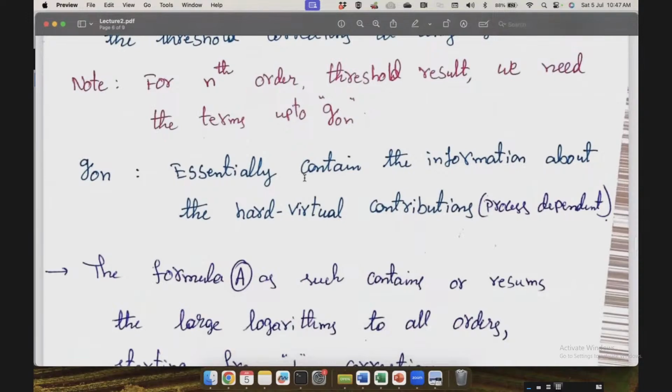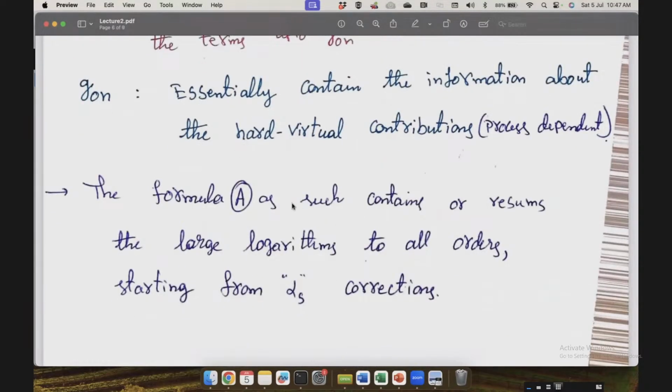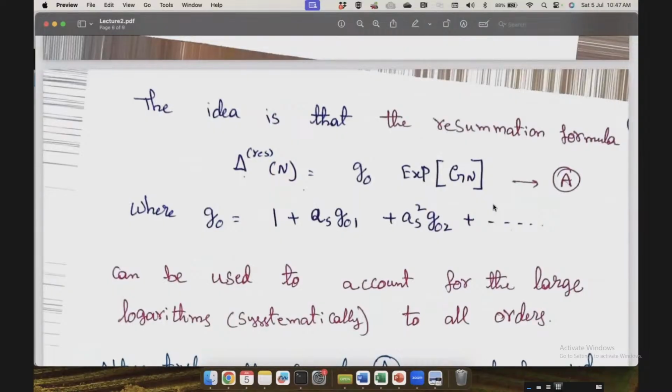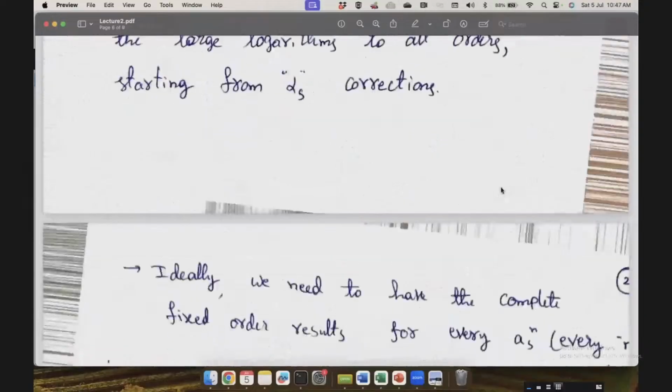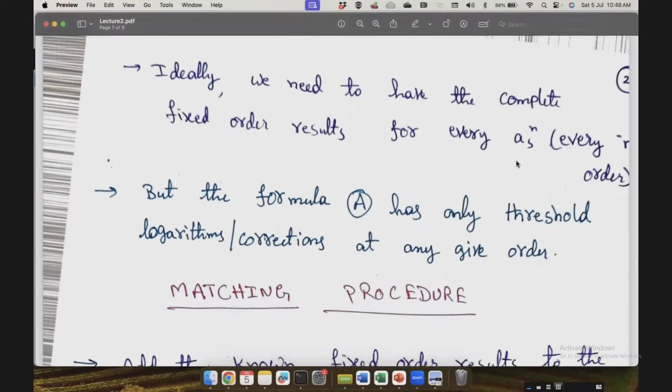So Z0n essentially contains the information about all the hard virtual contributions, or essentially all the process dependent information is there. The formula A as such resums the large logarithms to all orders starting from alpha s corrections. So whatever this formula which we are saying, this has information about all higher order coefficient functions. Ideally we need to have the complete fixed order results for every alpha s. If somebody says I want to improve the precision, I need to have the complete fixed order results at every order.